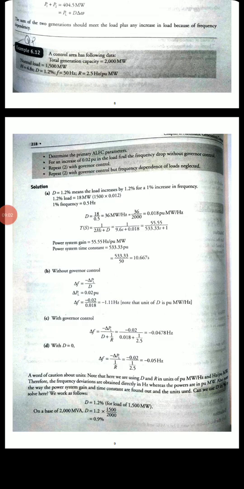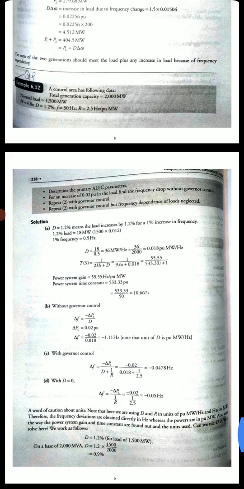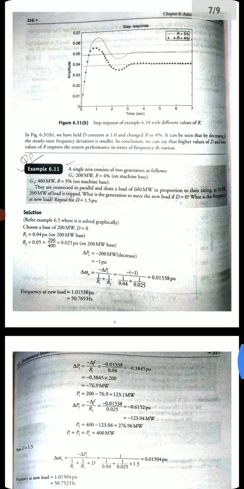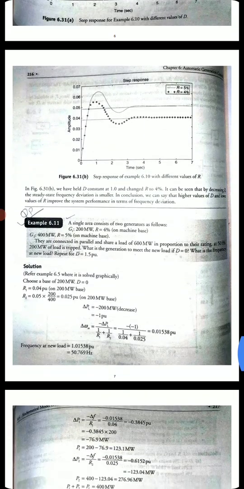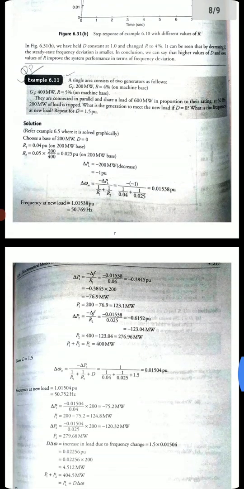So these are the two problems asked in the question paper. Once again, go through the same problem. If you find any difficulties, you can ask me. Try by your own.